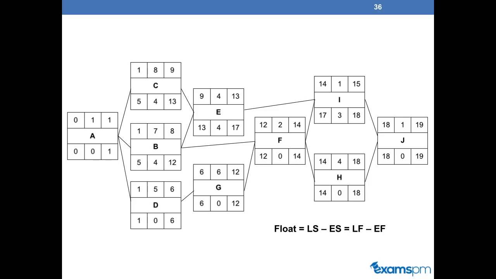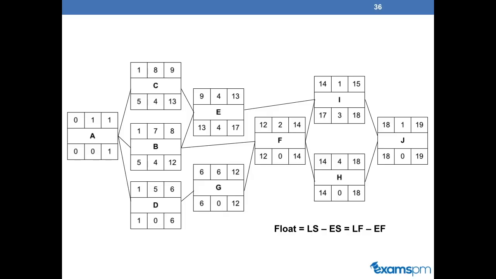Let's look at activity C. The late finish is 13 and the early finish is 9. So 13 minus 9 gives us 4. And the significance of this 4 is that we can delay activity C by up to 4 weeks, and we can still complete this project by week 19.